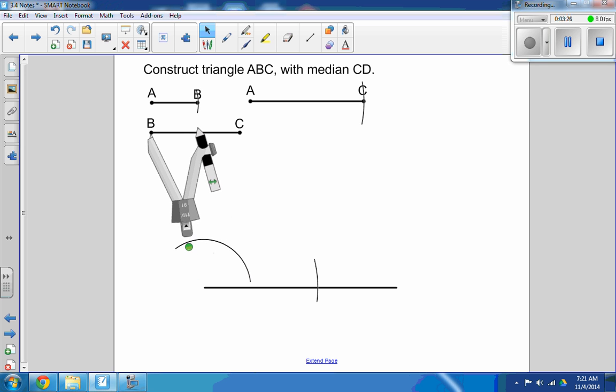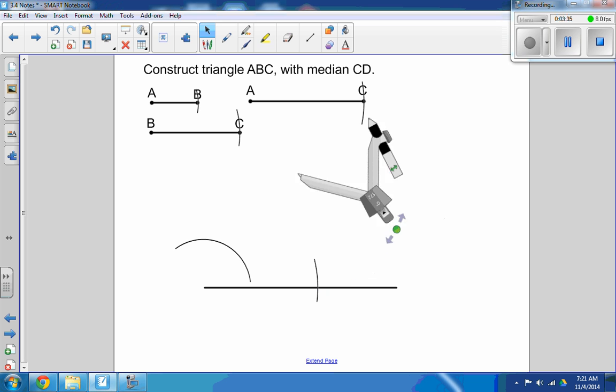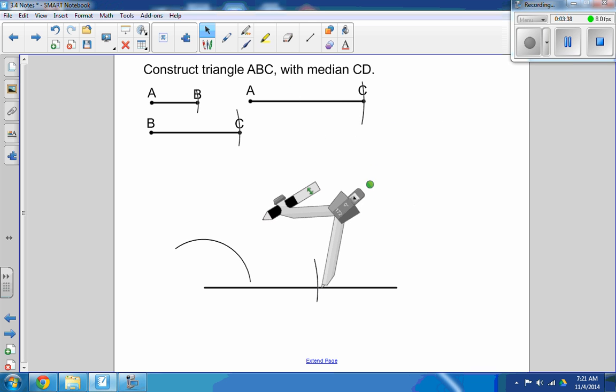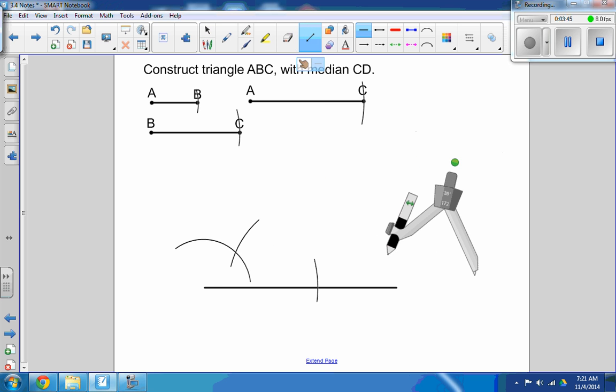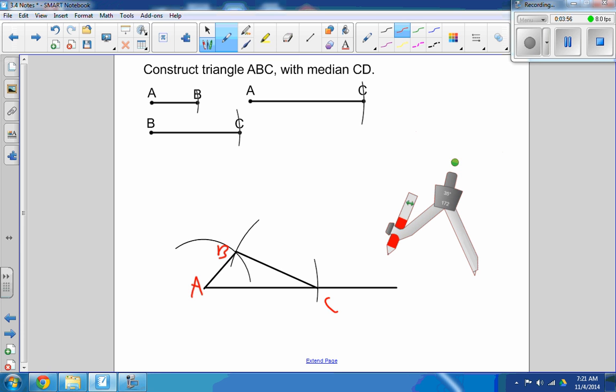Now let's take BC. Let's make the length of BC. And you can see it's the length of BC. Now I'm going to this other side, and you can see it intersects the other arc. And that is my triangle. But I'm not done. This is A, B, C. So I've got to find the median CD.